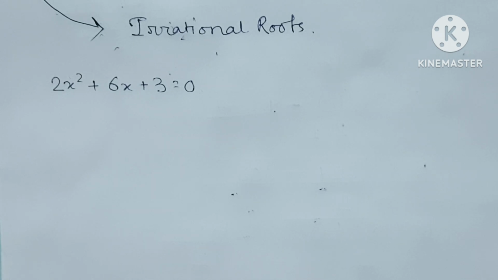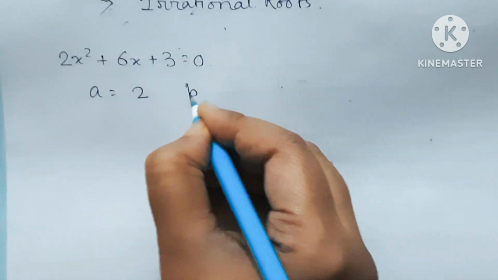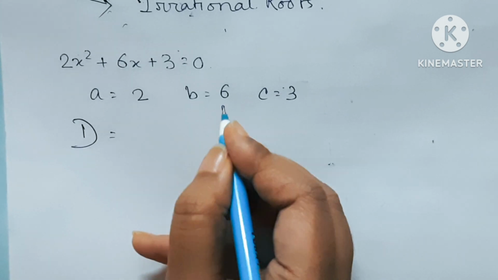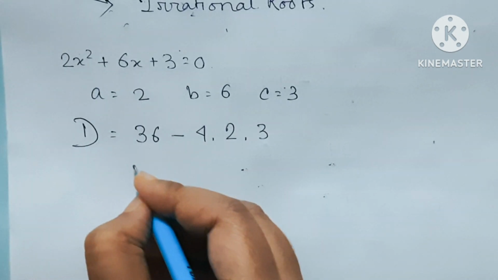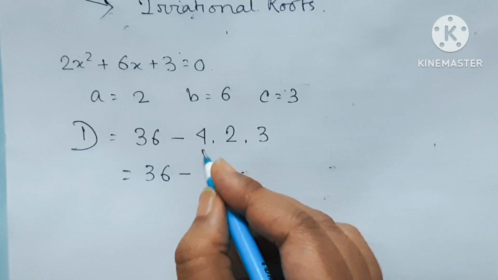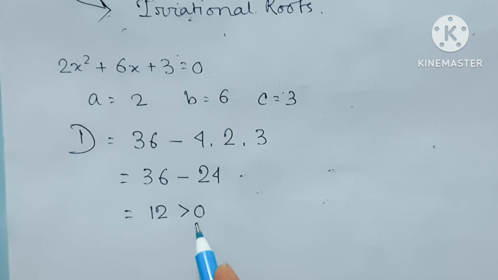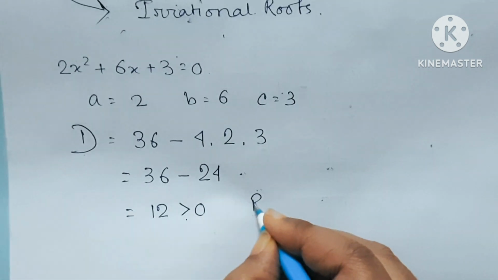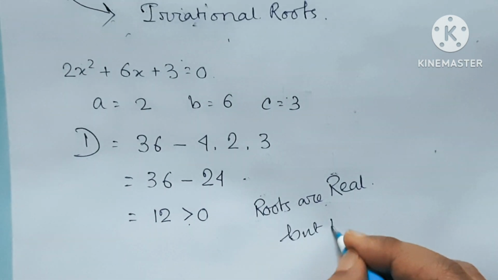We are considering this equation and we are trying to find out the nature of the roots of this equation. See, a equal to 2, b equal to 6 and c equal to 3 here. So, d will be b square minus 4ac, b square means 6 square 36 minus 4 into 2 into 3. So, you will get 36 minus 4 into 6, actually 4 into 6, that is 24. So, 12 is greater than 0, okay, 12 is greater than 0. So, discriminant is greater than 0 here. So, that means roots are real but not equal.